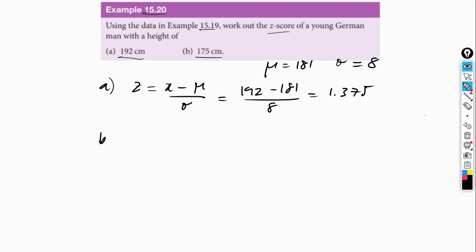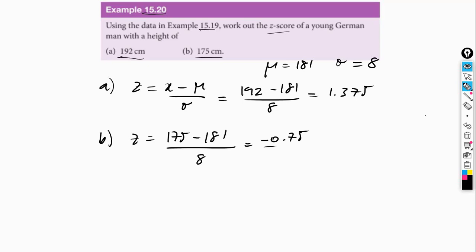So that means 1.375 standard deviations above the mean, because this is positive. Then for B, we would have that the z-score is equal to 175 minus 181 divided by 8, and this is going to give us negative 0.75. So that means 0.75 standard deviations below the mean, since this is negative.